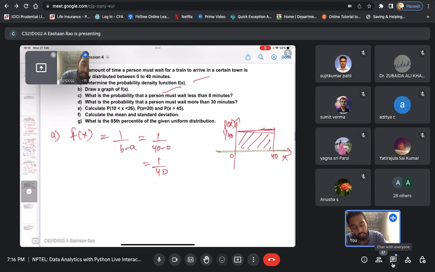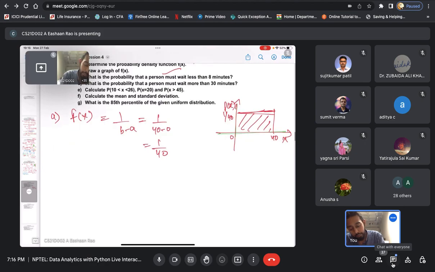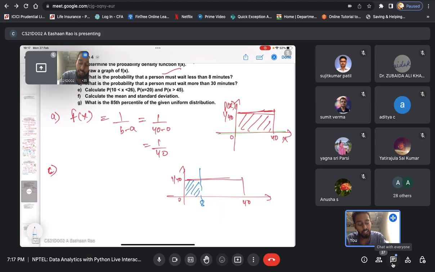So if it is asking for 8 minutes, let's see. If I have this 1 by 40, I have 40, 0, and some 8 here. I just need to find the probability that a person must wait less than 8 minutes. That is, I have to find the area between 0 and 8. Mathematically I can write it with the notation P(x < 8).